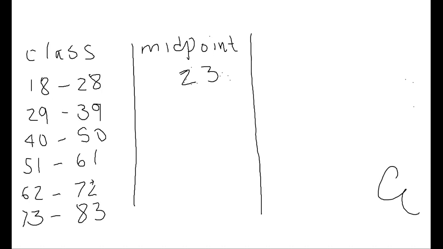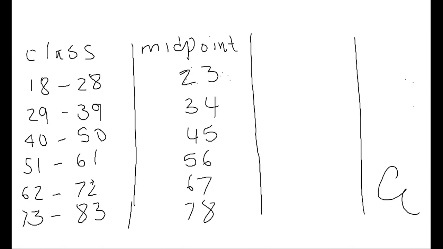Now, the midpoint of the next interval: we have 29 plus 39. That is going to be 68. Divided by 2 is going to be 34. And then we do the next one, and then the next one, 67, and then 78. Those are the midpoints. They represent each class. Sometimes they are used to graph. Instead of using the whole interval, we use only the midpoint and graph the frequencies.